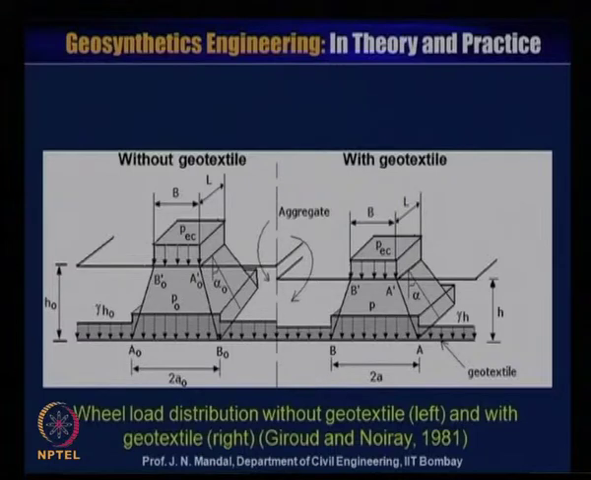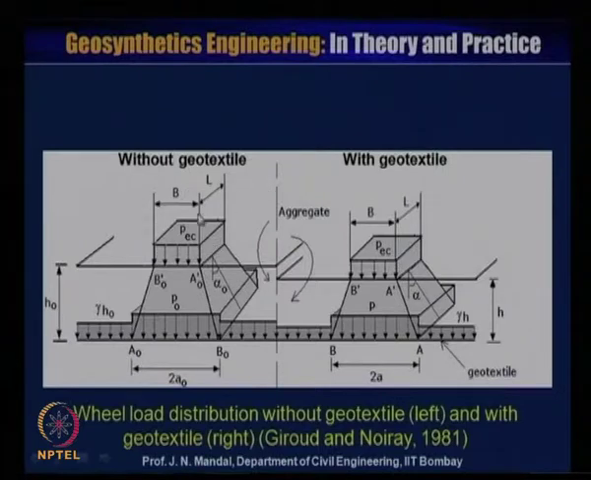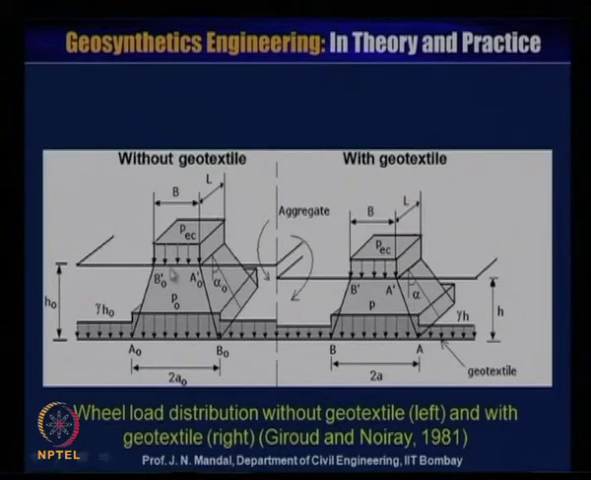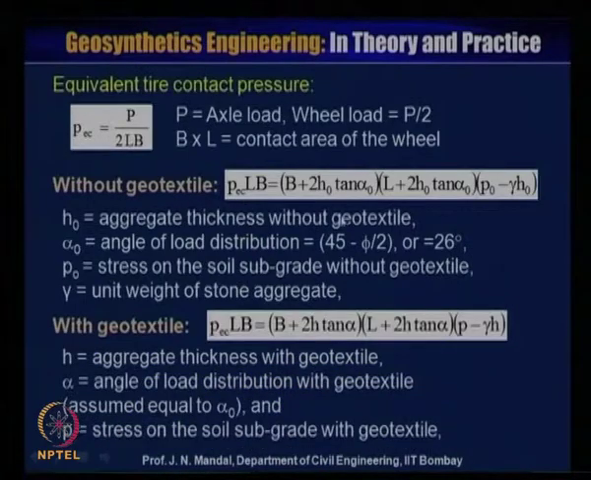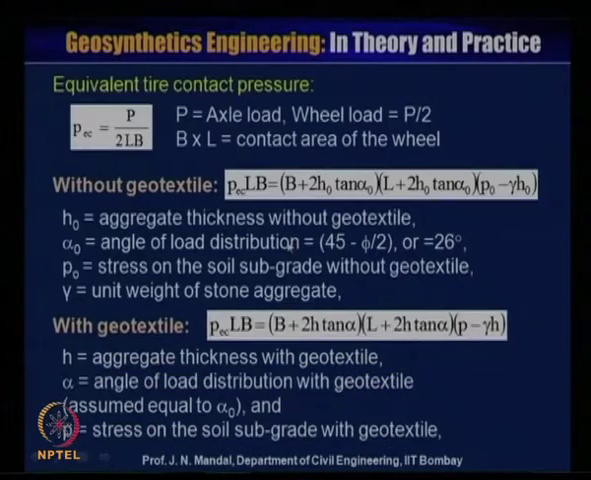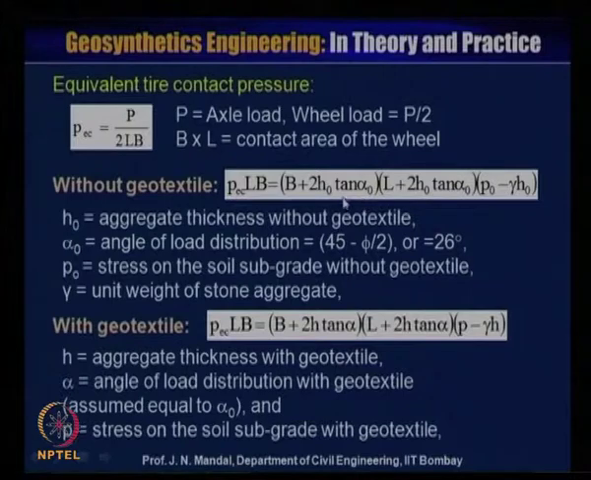I am explaining it to you. PEC into LB, that means PEC into this area, B into L, will be equal to B plus twice H0 tan alpha 0. This is B, and at this point you can see this is H0, from here to here is H0, and this angle is alpha 0. So, this will be H0 tan alpha 0. Similarly, on this side, H0 tan alpha 0. So, it will be 2 H0 tan alpha 0.